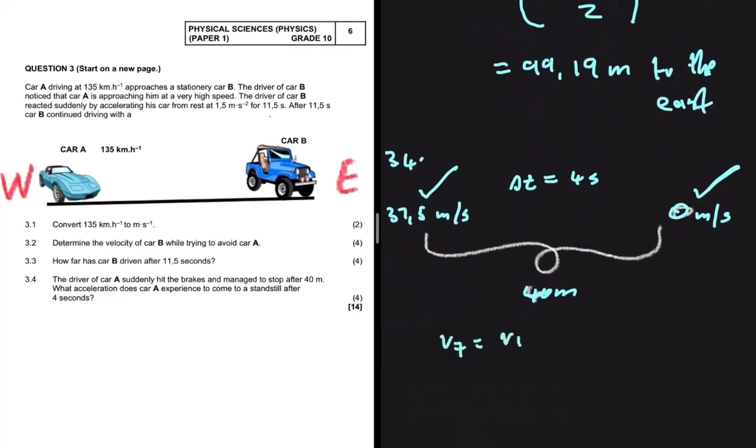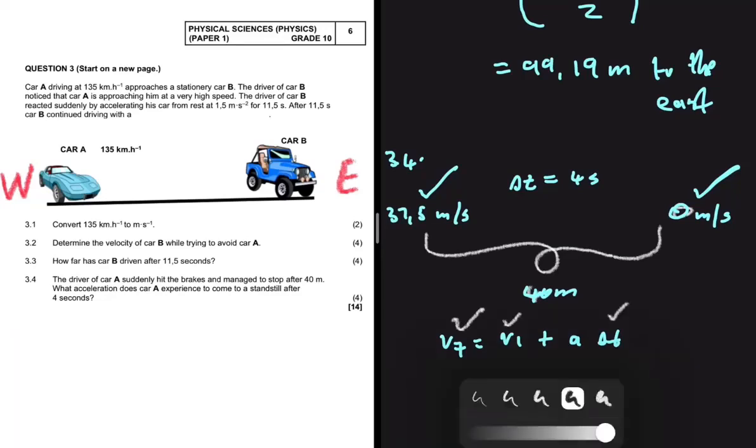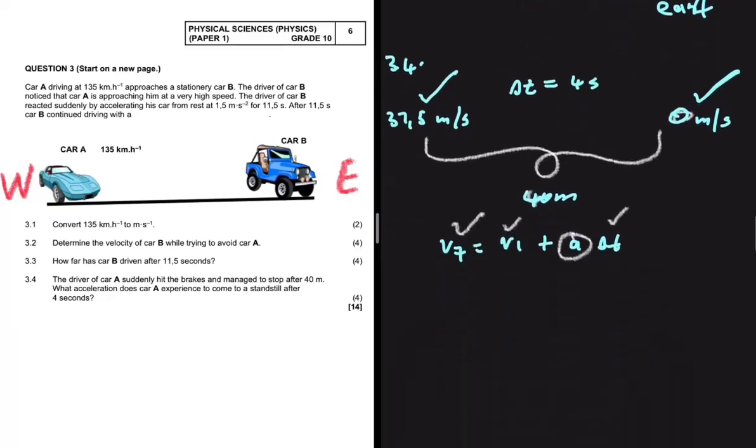equals VI plus A delta t. We have VF because the car is coming to a stop after 40 meters, so our VF equals 0. What else do we have? We have VI, which is 37.5. We have our time, which is 4 seconds. So we can find our acceleration using this formula. But you can also say that VF squared equals VI squared plus 2A delta x. If you use this formula, we have VF squared, VI squared, and delta x. You've got to find a different value.